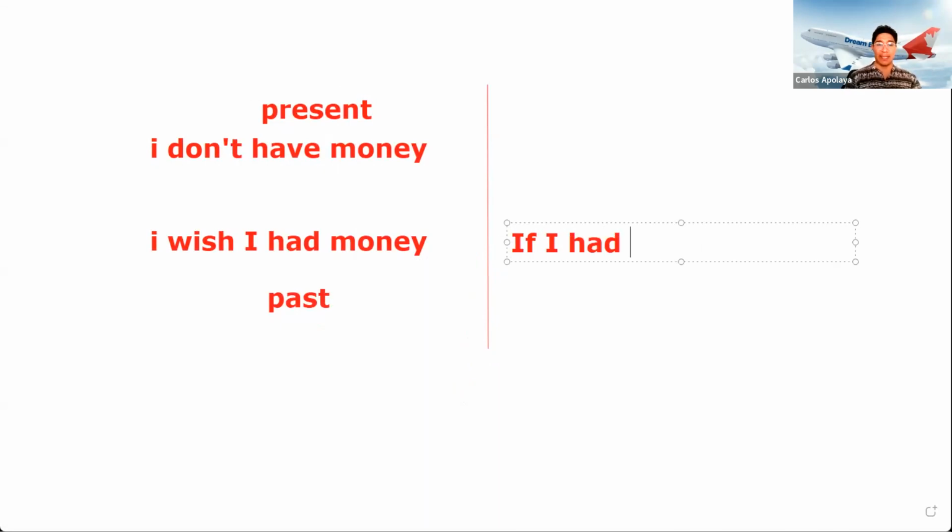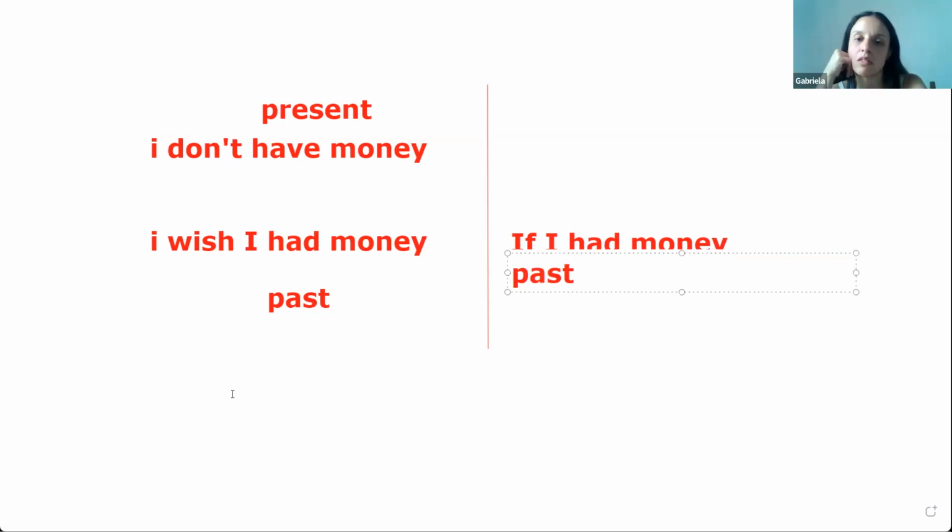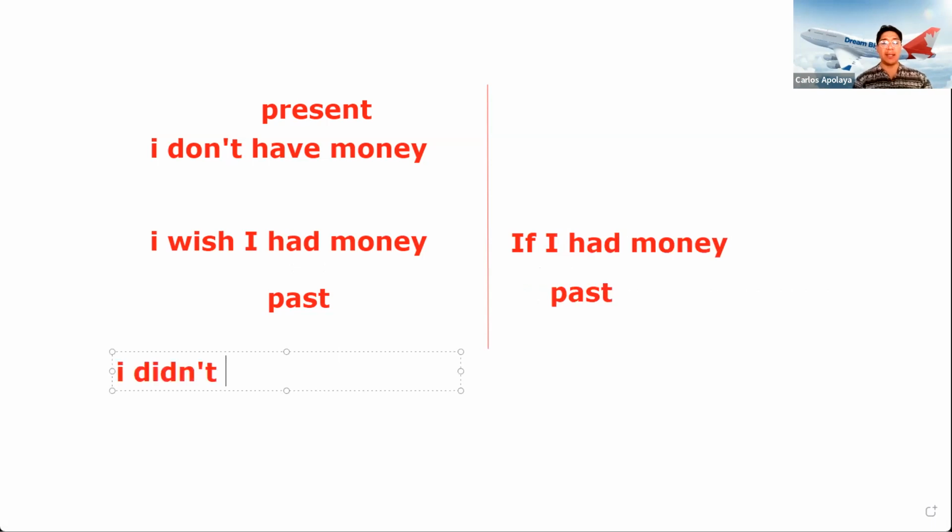if I had money. What is the difference? No tengo dinero. Ojalá tuviese dinero. Si tuviese dinero. You see? Ojalá tuviese is a wish. And this, a hypothetical situation. And the same, you have the past. You get it? Okay.